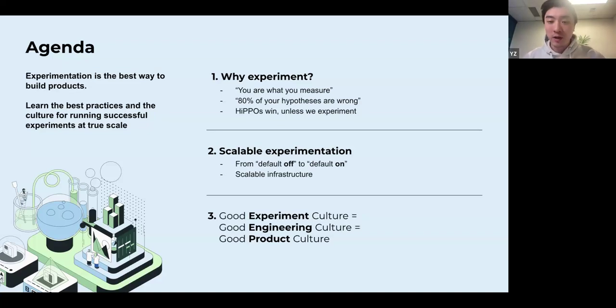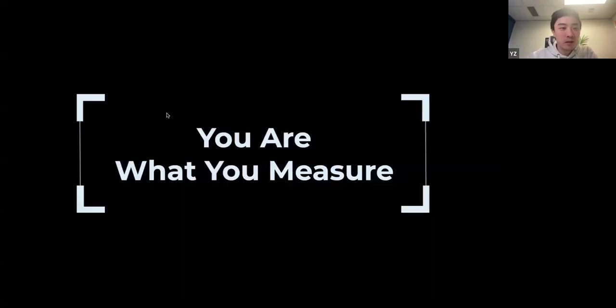And two, I'm going to emphasize introducing what is a scalable experimentation and what is the infrastructure that enables that, and some key insights. There is a key technical insight that enables scalable experimentation. And the third one is about culture. You won't have successful experiments without a good culture. So let's go into the first one.